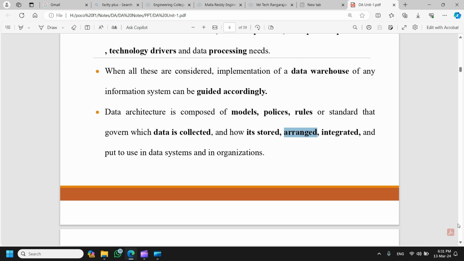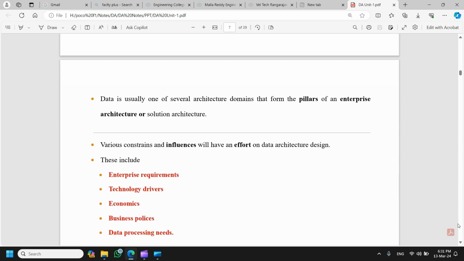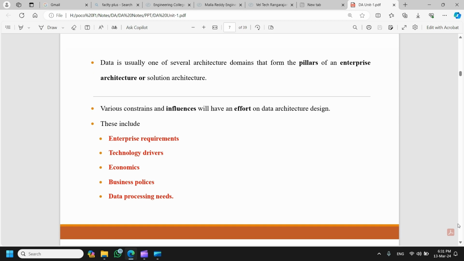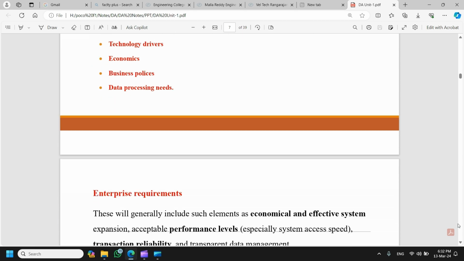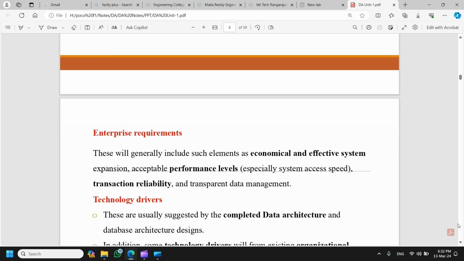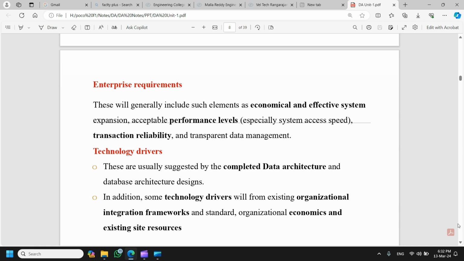The next point. The data model usually has several architecture domains, and the pillars of the enterprise architecture influence the architectural design. These are enterprise requirements, technology drivers, economics, business policies, and data processing needs. Enterprise requirements include economically effective systems, expansion, acceptable performance levels depending on system speed, reliability, transfer reliability, and transparent data management.